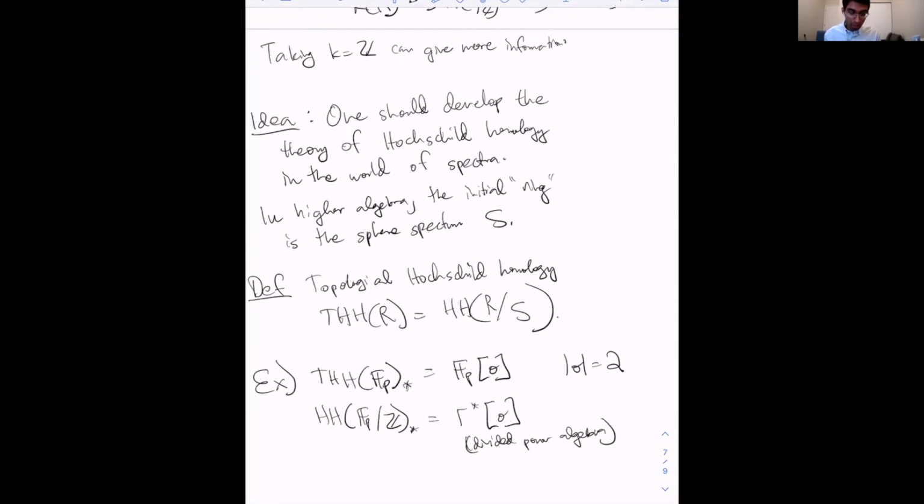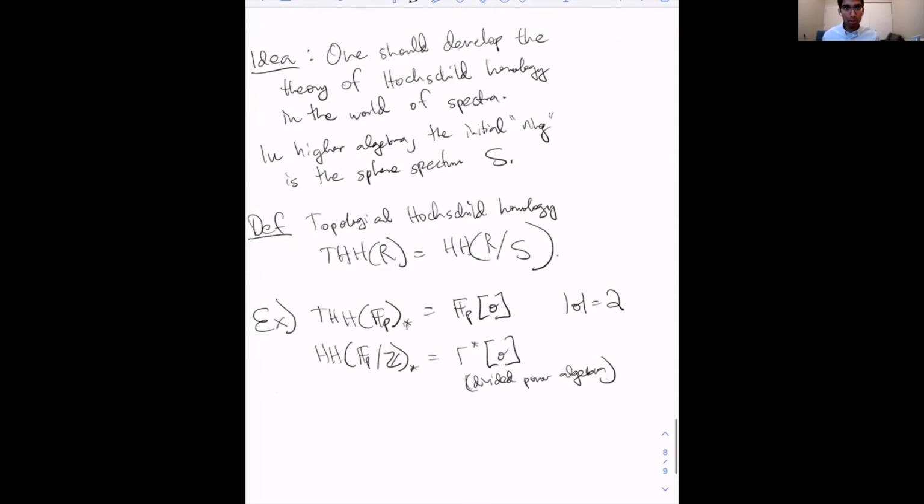So topological Hochschild homology maps to the Hochschild homology, and what's a little bit surprising and miraculous is that when you consider topological Hochschild homology, these divided powers get replaced by a polynomial algebra. This was the first example, but it turns out to be the fundamental example that is used in all the developments.